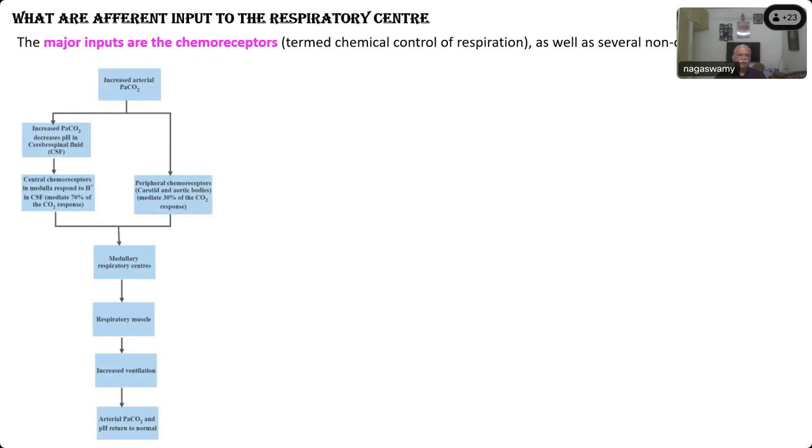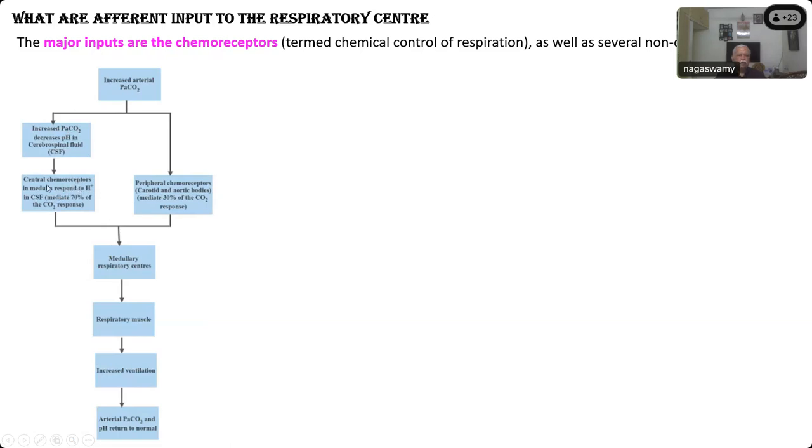So an increase in arterial PaCO2 decreases the pH in cerebrospinal fluid. The central chemoreceptors in the medulla respond to hydrogen ions in the CSF and mediate 70% of the carbon dioxide response. And the peripheral chemoreceptors in the carotid and aortic bodies mediate 30% of the CO2 response. So this point all of us have to know.